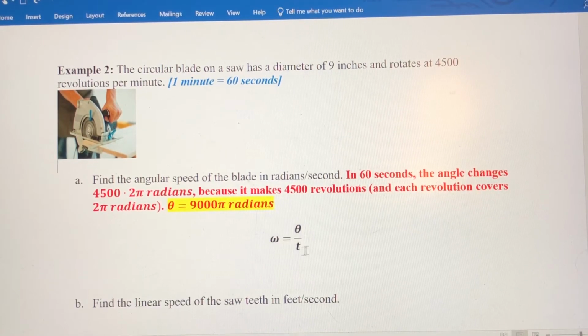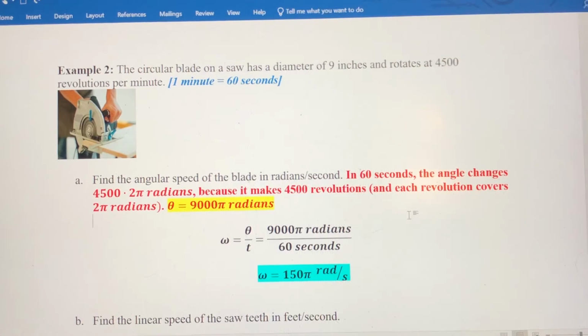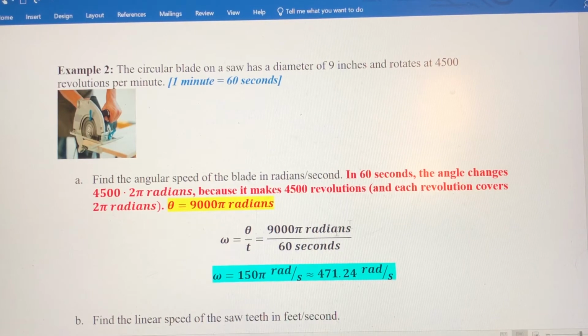Omega equals theta divided by time. We've got 9,000 pi radians that occurs every 60 seconds, so I divide those two values, 9,000 pi over 60 seconds. When I simplify, I get 150 pi radians per second for omega. That's how fast the angle is changing every second. Converting to decimal form, multiply 150 times pi and you get 471.24 radians per second. The first is an exact answer in terms of pi, and this is an approximate answer found to the nearest hundredth.